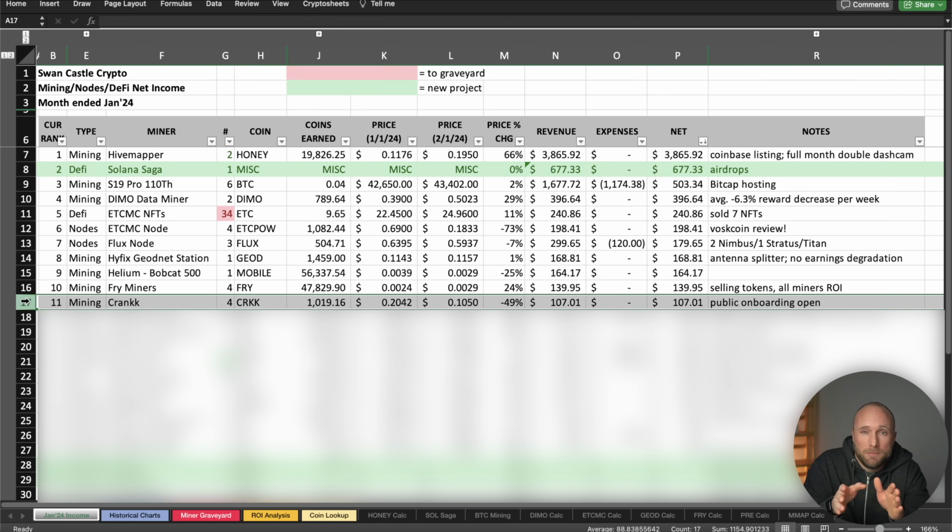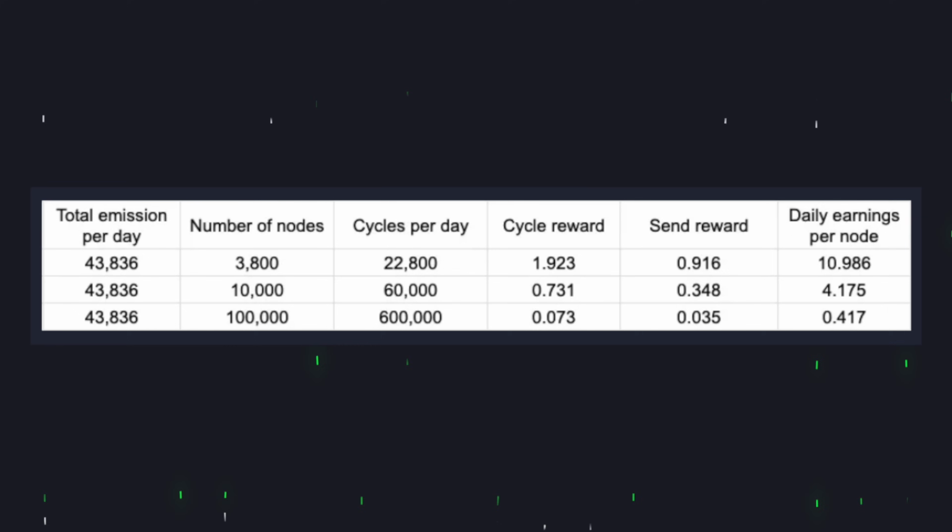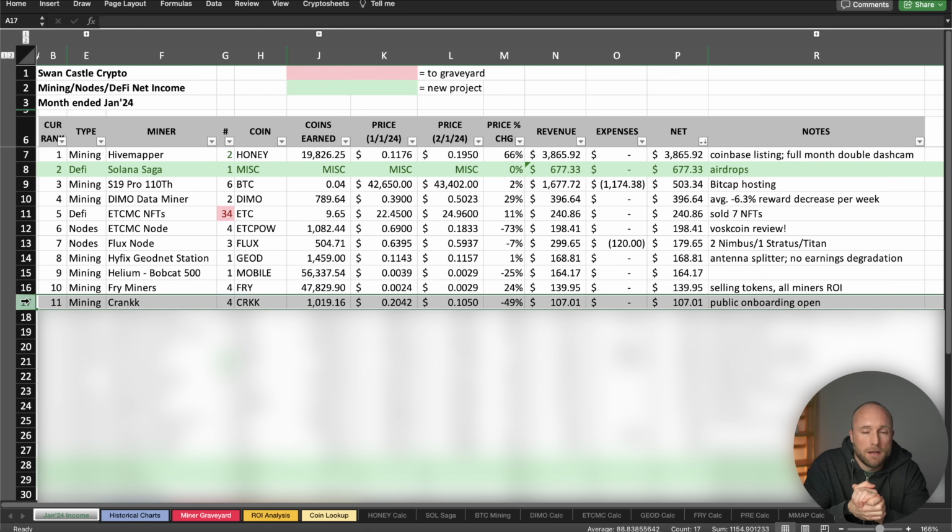It is a nice set-it-up-and-forget-it project for me, which is nice. Once you have it all set up, you don't really have to worry about it. At least I haven't had any issues so far. They also announced some planned reward reductions once they hit some thresholds, which they hit, I believe, at the end of January. So we should see some slight decreases in these rewards going forward. We'll monitor that, and I'll give you an update in next month's earnings review video.